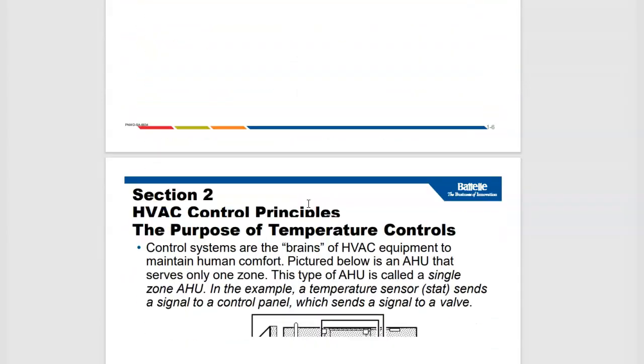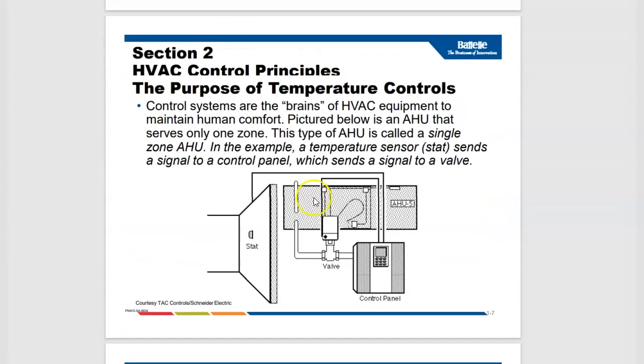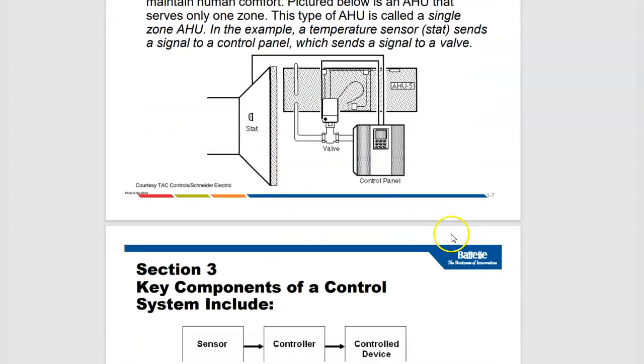So let's have a look at the first example. The purpose of temperature control. Basically, this is to control the temperature. If you look here, they have a valve over there, the control panel, and some sort of status or sense signal going directly to the control panel. The control panel controls the valve by opening or closing the valve. So this actually controls the temperature.